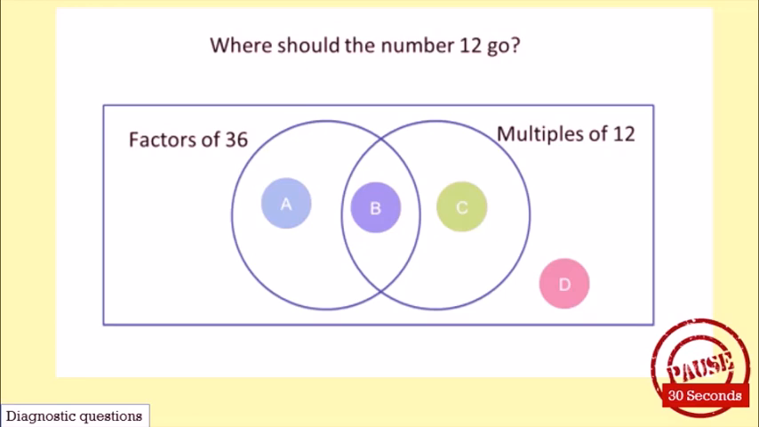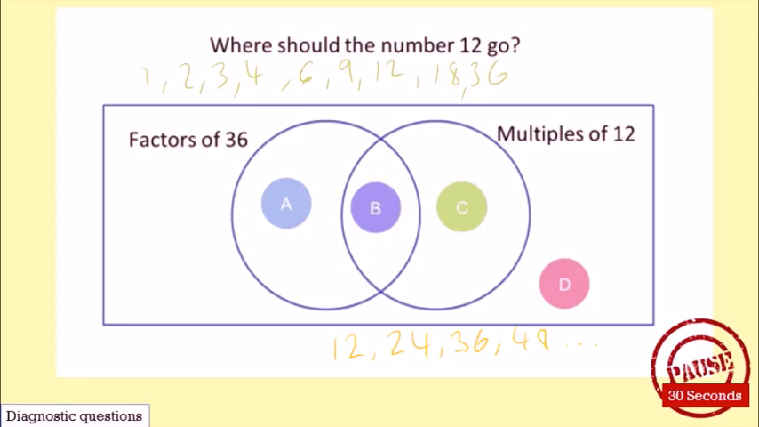Okay, so the factors of 36 are 1, 2, 3, 4, 6, 9, 12, 18 and 36. So those are the numbers that you can divide into 36. Multiples of 12 are the numbers in the 12 times table. So 12, 24, 36, 48 and so on.